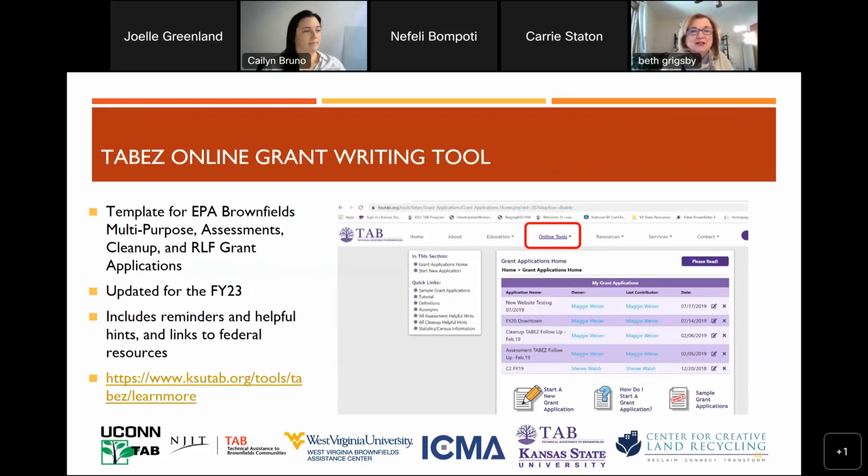So here's the TAB Easy Online Grant Writing Tool, and we'd be very happy to help you. But the key to this, why I really like this, is you have a template for your grant, which is very important. It's already updated for funding year 23. It includes reminders and helpful hints and links to resources. Next slide, please.